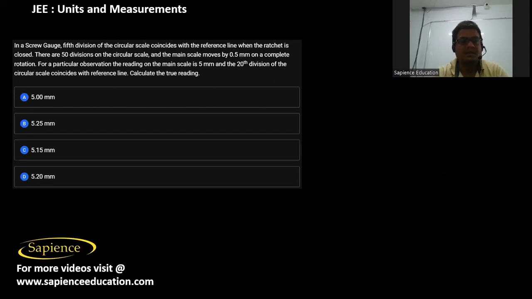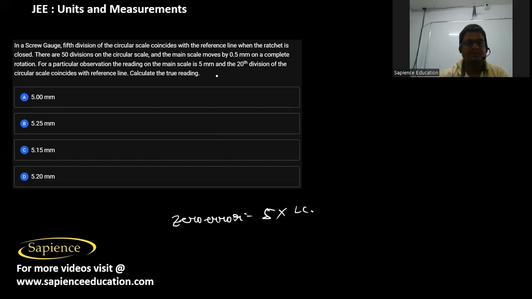Then here it is told, in a screw gauge, the fifth division of the circular scale coincides with the reference line when the ratchet is closed. There are 50 divisions on the circular scale. So when the ratchet is closed, the fifth division of the circular scale coincides with the reference line. It means that the zero error will be equal to 5 into the least count of the screw gauge.